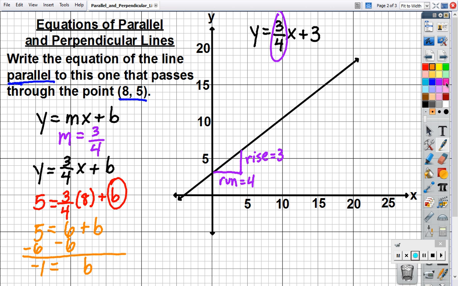So then my final answer is y equals 3/4 x plus -1. Or you can write minus 1. That's the same thing. But that is my final answer.